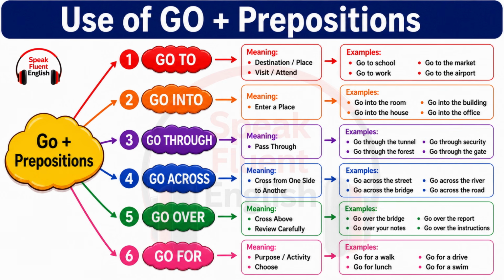Today, I will explain how we use go plus prepositions in English. The verb go is one of the most common verbs because it helps us talk about movement, direction, places, activities, and actions. When we combine go with different prepositions, the meaning changes. In this lesson, we will learn 6 important combinations: go to, go into, go through, go across, go over, and go for, with simple explanations and examples.